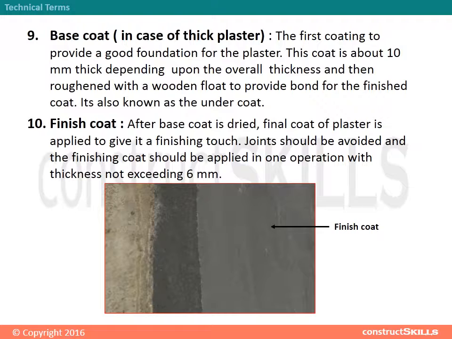Finish coat: after base coat is dried, final coat of plaster is applied to give it a finishing touch. Joints should be avoided and the finishing coat should be applied in one operation with thickness not exceeding 6 mm.